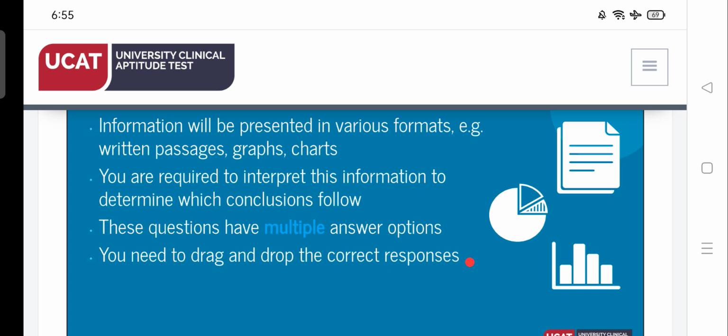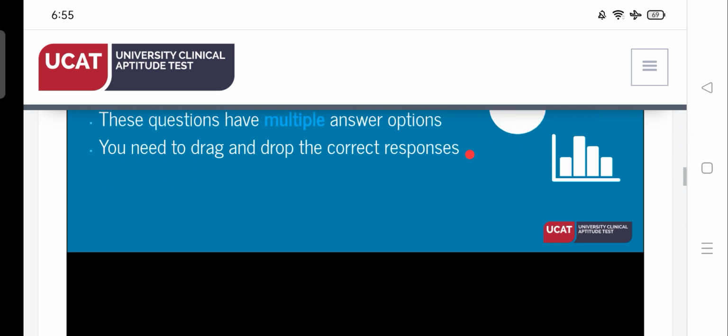So again, we have information in the form of a passage. It could be in the form of graphs or charts. And you have to again drag and drop the correct responses in these types of questions. There could be more than one correct option, and you just have to draw a conclusion from the information that will be presented to you.